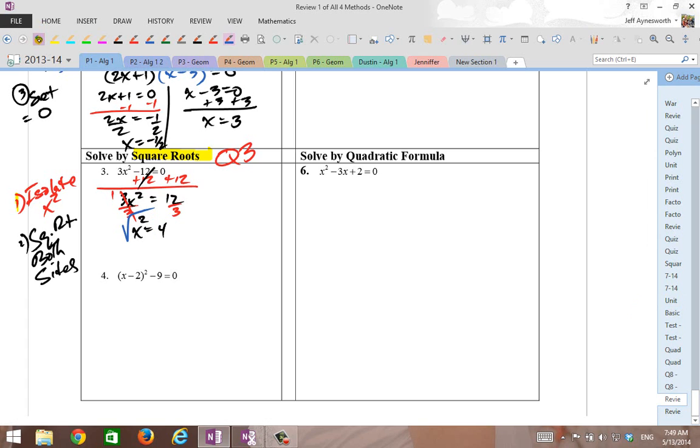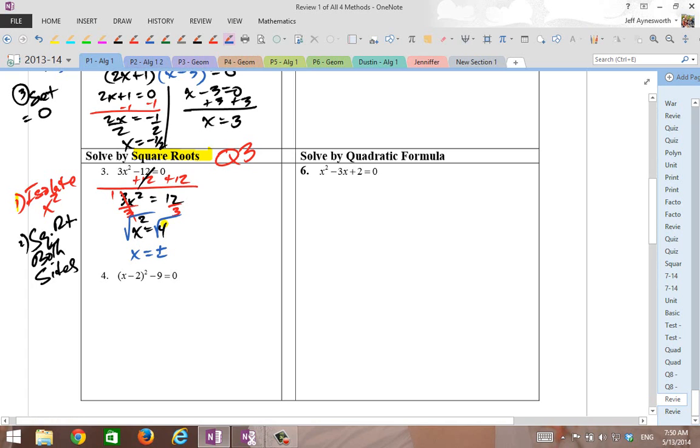Let me go back here. Let me erase this right here. Okay, this is what number squared equals 4? 2 squared is 4, so 2 is the solution. But what other number squared gives you 4? Negative 2. And that's why when you square root both sides like this and this, your answer is equal to plus or minus. Put the plus or minus in there. The square root of 4, which is plus or minus 2. That means 2 answers, 2 and negative 2.